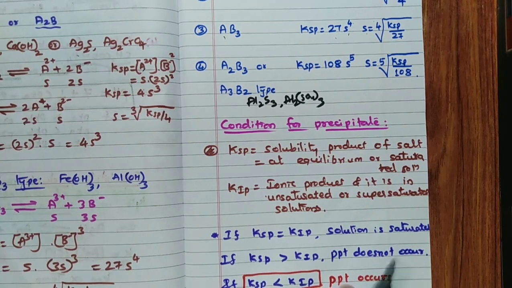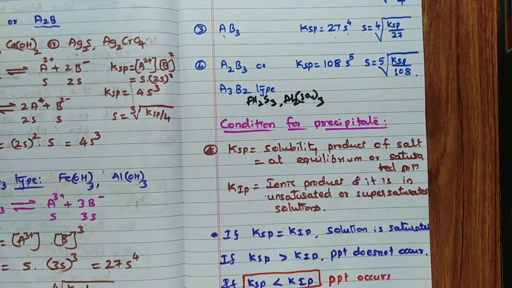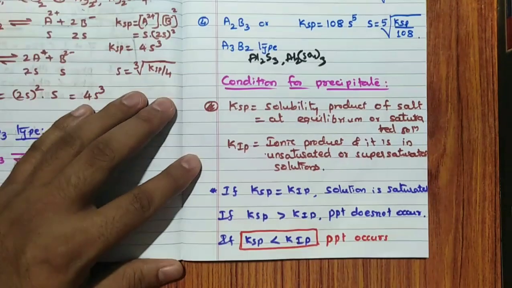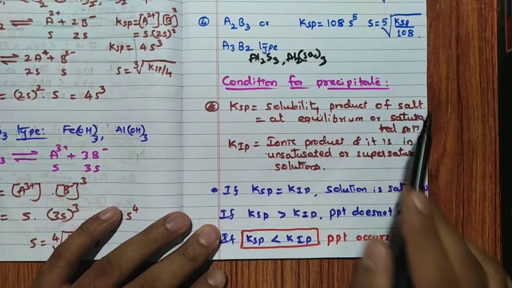Condition for precipitate, remember this. This will help us in the applications of solubility product, that is in the qualitative analysis. Remember this: application of solubility product is qualitative analysis, where precipitate, how it will form. See, Ksp means solubility product, already we have seen.